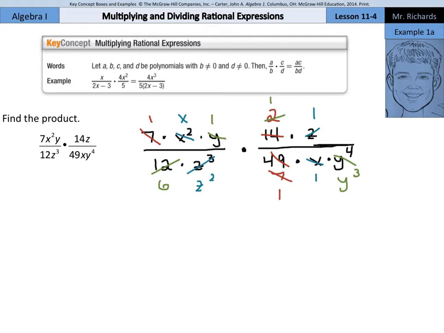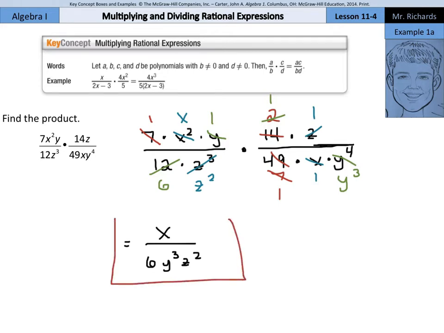And so now, when it's all said and done, and we multiply all the things together again, 1 times x times 1 times 1 times 1 is just, well, x over 6 times z squared times 1 times 1 times y to the third would be 6 y to the third z squared. And that's our final product.